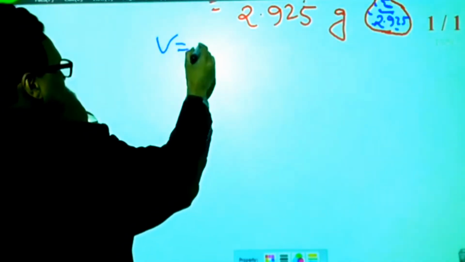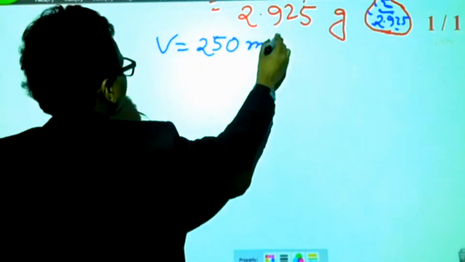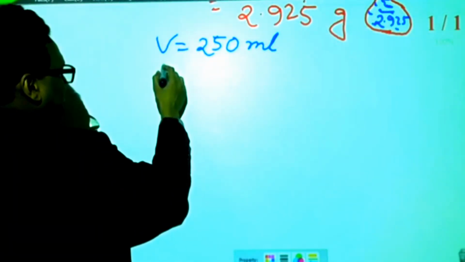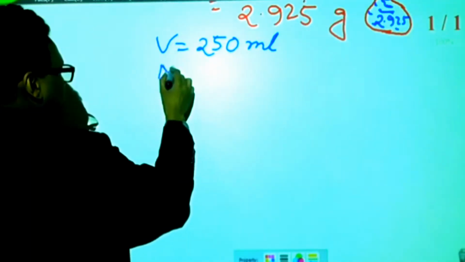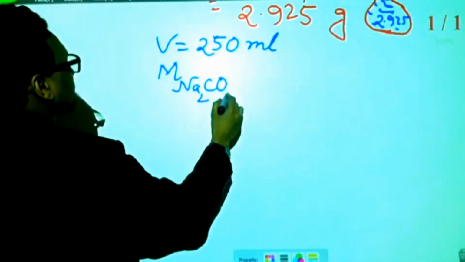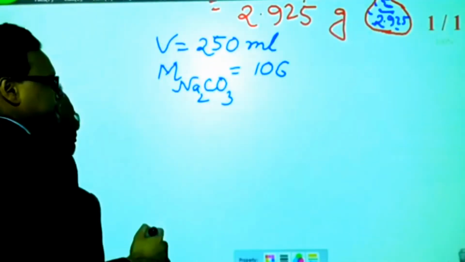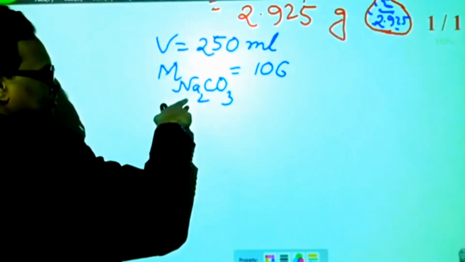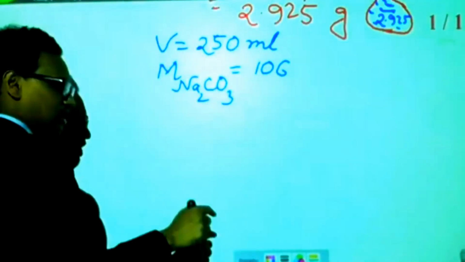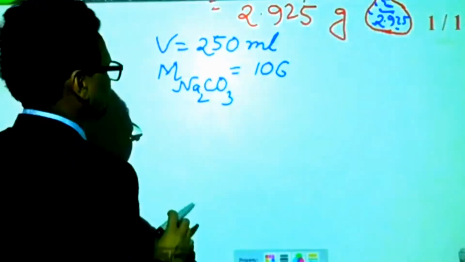volume 250 milliliter. The molecular mass of sodium carbonate, Na2CO3, will be 106. How? You know from our previous class: 23 into 2 plus 12 into 1 plus 16 into 3, it will be 106 gram. So this is the molecular mass of sodium carbonate. Okay.